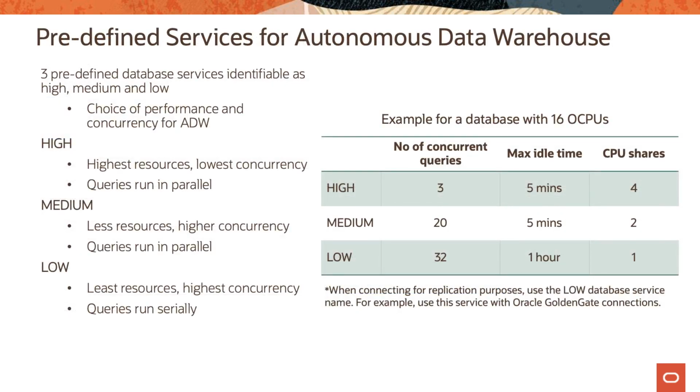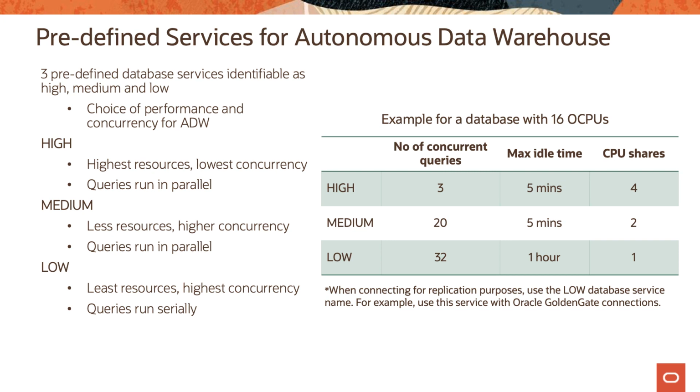Let us now look at the predefined services which are used for accessing Autonomous Data Warehouse. The three predefined database services are identifiable as high, medium, and low, and this gives you a choice of performance and concurrency for Autonomous Data Warehouse. The first service is high, which gives the highest resources and the lowest concurrency, and queries run in parallel when connected using this service. The second service is medium.